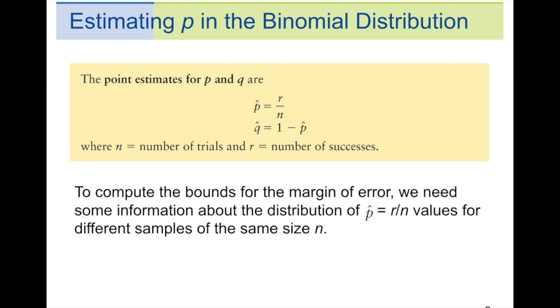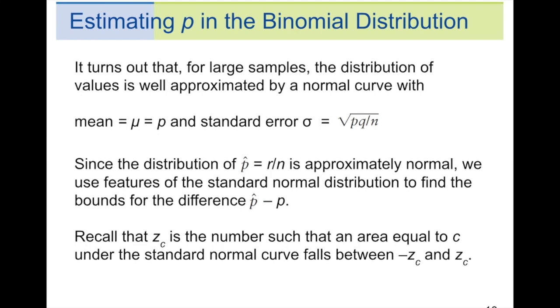So to compute the bounds for the margin of error, we need some information about the distribution of p hat values for different samples of the same size n. It turns out that for large samples, the distribution of values is well approximated by a normal curve, with the mean mu, but in this case p, and standard error being the standard deviation, the square root of pq over n. Since the distribution of p hat is approximately normal, we use features of the standard normal distribution to find the bounds for the difference p hat minus p.